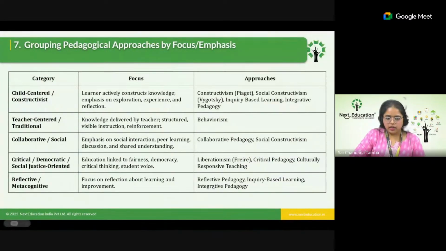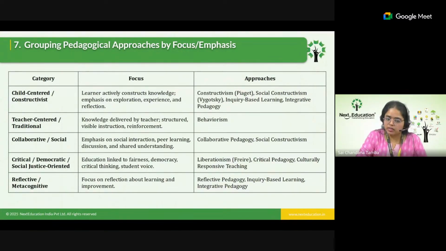So there are a few topics left, so I'll just take you through them. Child-centered, constructivist. What we have gone through till now are the different teaching pedagogies, right? As you can see, most of them overlap with each other. There are certain aspects of a particular pedagogy which match with another pedagogical aspect. So what I have done is grouped them into particular categories so that you could understand what each of them deals with.